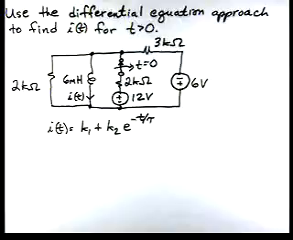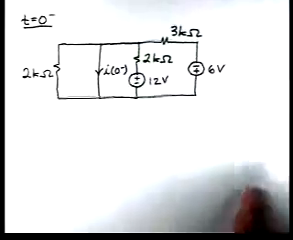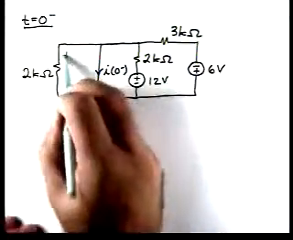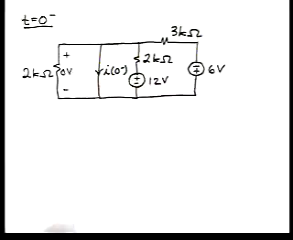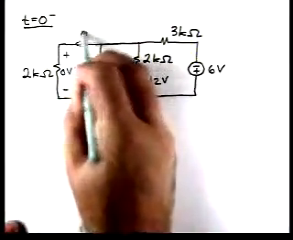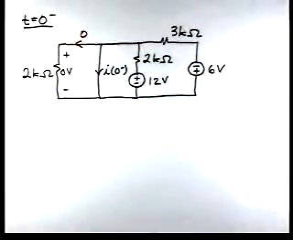To start, let's look at the circuit at t equals 0 minus so that we can calculate our initial conditions. Here's our circuit at t equals 0 minus. Remember, we assume that the circuit is in steady state, so our inductor is replaced by a short circuit. So the voltage across our resistor is 0, which means the current through here is 0.